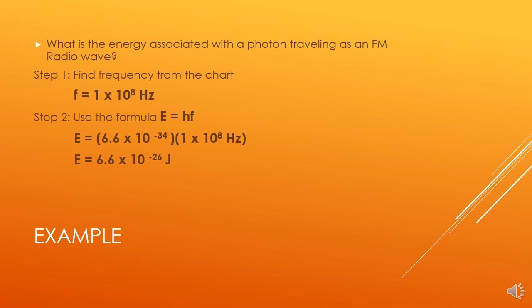So I didn't show the chart here, but I asked, what is the energy associated with a photon traveling as an FM radio wave? So you'd go to the chart, look up FM radio waves, and see that the frequency is 1 times 10 to the 8th hertz. We put that into the formula, E is equal to hf, and we get an answer of 6.6 times 10 to the negative 24th joules, which is a really, really small amount of energy. But we're talking about 1 photon. I mean, that actual radio wave is billions and billions of photons. So 1 photon has a real small amount of energy associated with it.